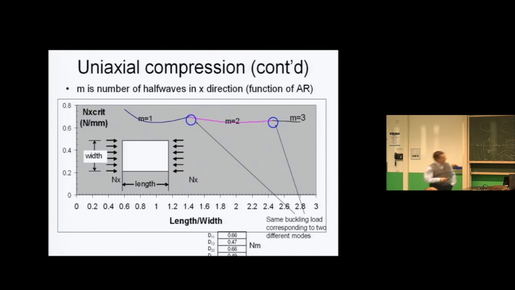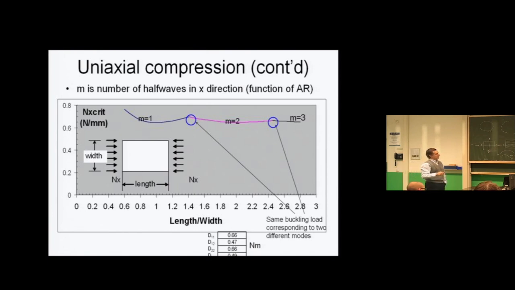That is, given this D matrix, if my aspect ratio is less than this value of around 1.2, 1.4, then I buckle with M equals 1, which means I have only one half wave in that direction. Otherwise, if my aspect ratio is between 1.4 and 2.6 or so, it buckles at M equals 2 with 2 half waves, and so on. If you increase the aspect ratio further, that is, the length becomes significantly bigger than the width, then you get M equals 3, and you can keep on doing that, of course, ad infinitum. You can get M equals 4 and so on.